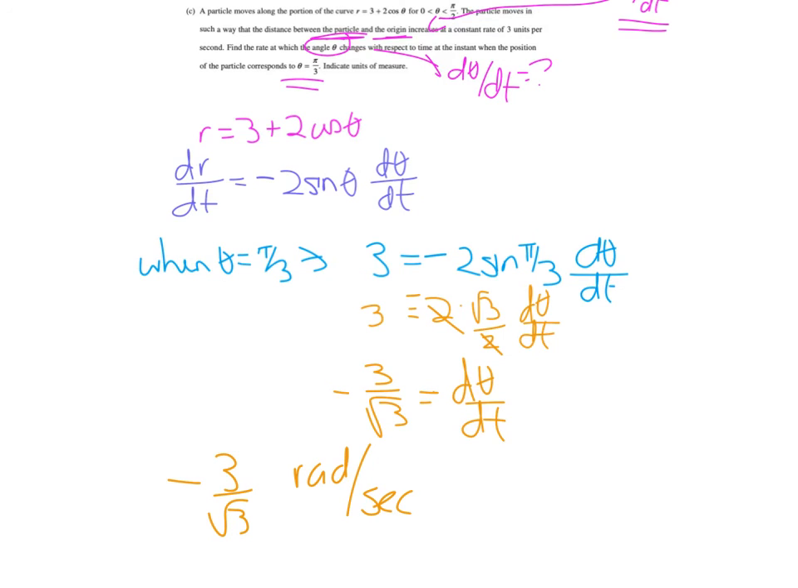And so let's recap because I was a little wonky. So r is 3 plus 2 cosine theta. So I knew what dr dt was. I wanted to know what d theta dt was. So what I did is I just took the derivative. dr dt is this negative 2 sine theta d theta dt, which I messed up originally, but now we have fixed. I then plugged in pi over 3 for theta. Got 3 is negative 2 sine theta d theta dt. And then negative 3 over root 3, which you could rationalize, multiply by root 3 over root 3. You just get root 3.